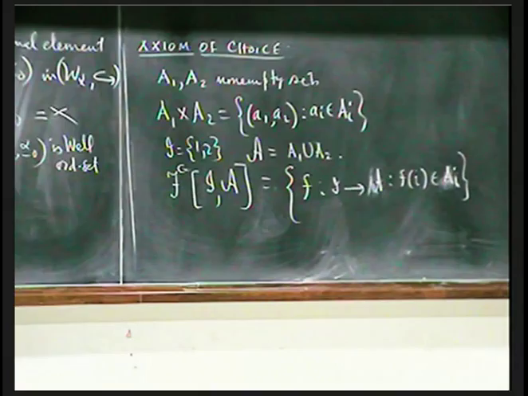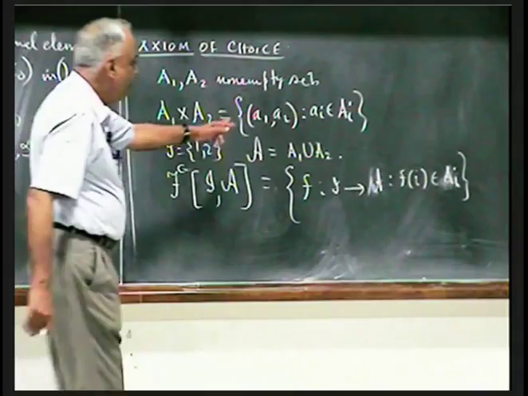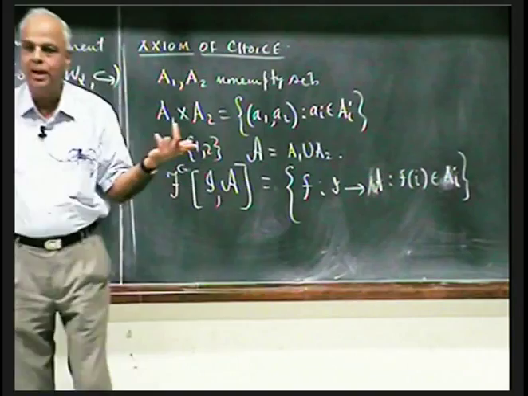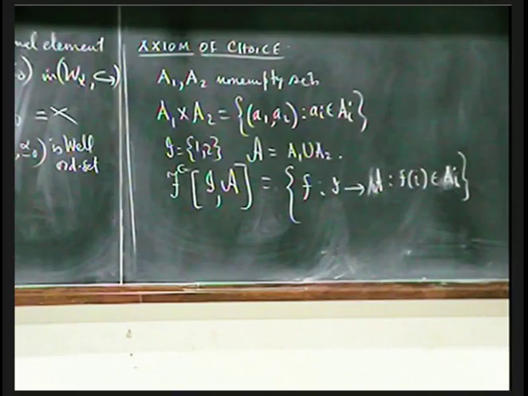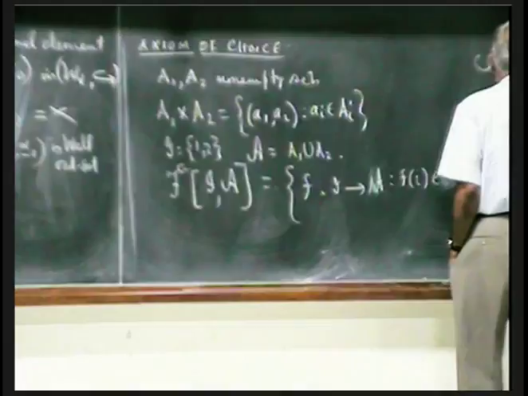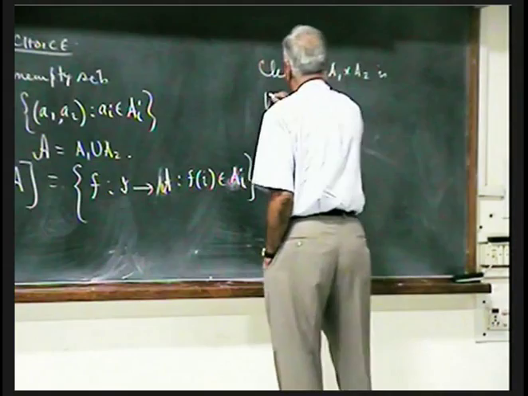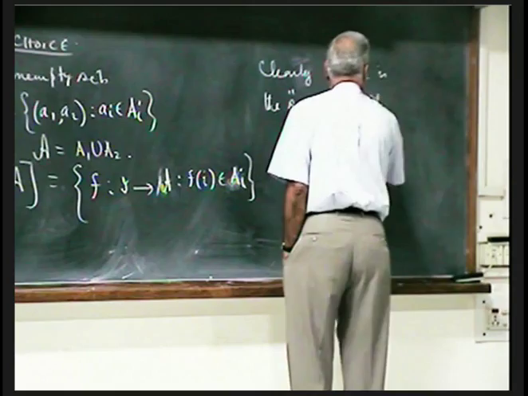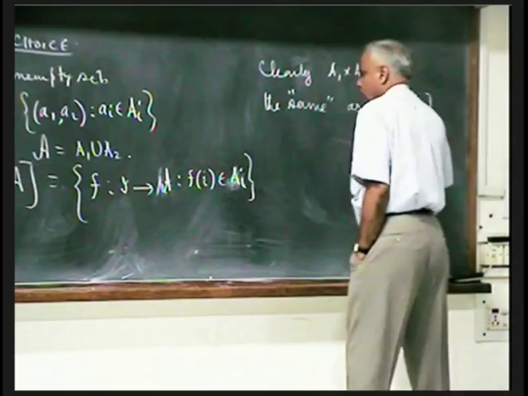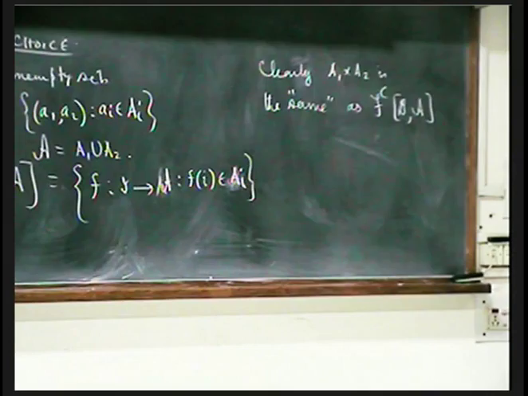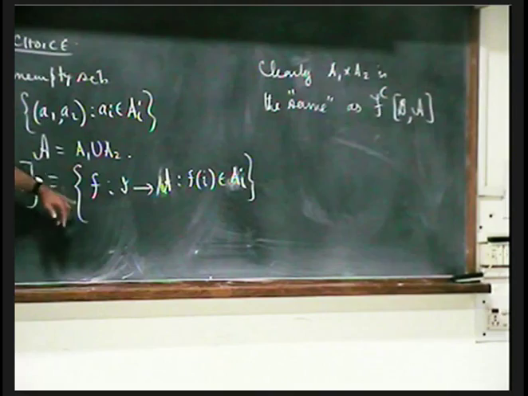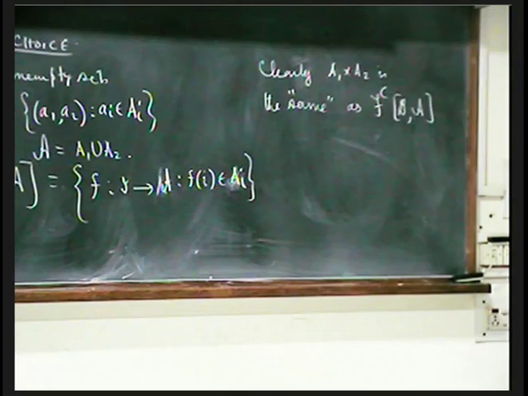Okay. Now you see these two are essentially the same, written in two different languages. If you have an ordered pair, that gives a choice function with F(1) as a1 and F(2) as a2, and if you have a choice function, it gives an element of the Cartesian product. Clearly, A1 cross A2 can be interpreted as the same as F^C(I, A). So, every ordered pair gave us a function like this, and every function like this gives us an ordered pair like that. So, now we use this identification to interpret the Cartesian product as a collection of functions.